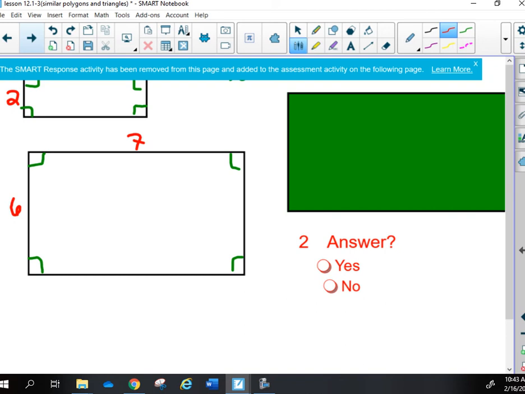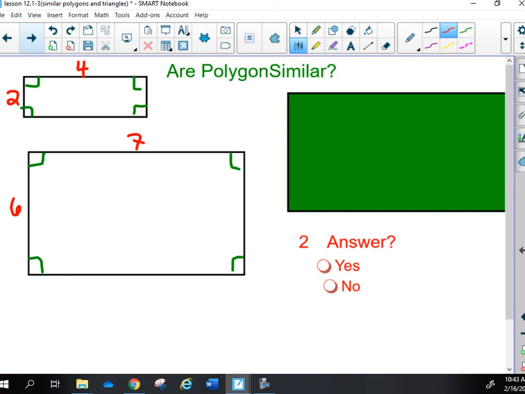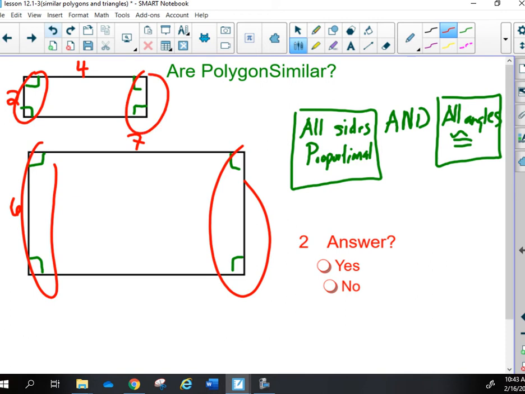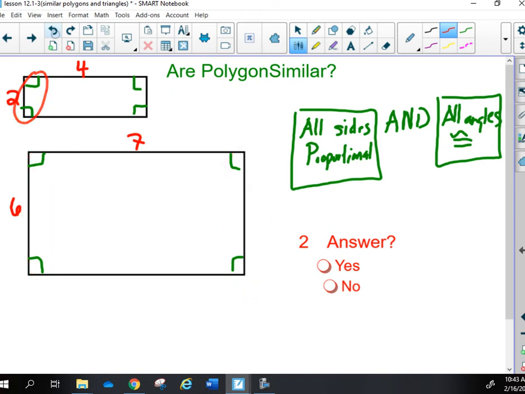So if I come over here and look at my next example, I ask, are these polygons going to be similar or not? Well, number one, are all the angles congruent? Well, all these angles right here are going to be equal because they are 90 degrees. So we're good there on that rule. But are the sides proportional to one another? Now, you can't just come up here and say, nope, because I don't think so, because one's 3 times as much and the other one's not 3 times as much.